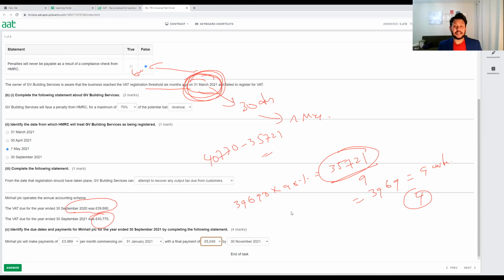5049. You have to pay the balancing amount when month number 14. All right, that's it. So let's move to the next one.